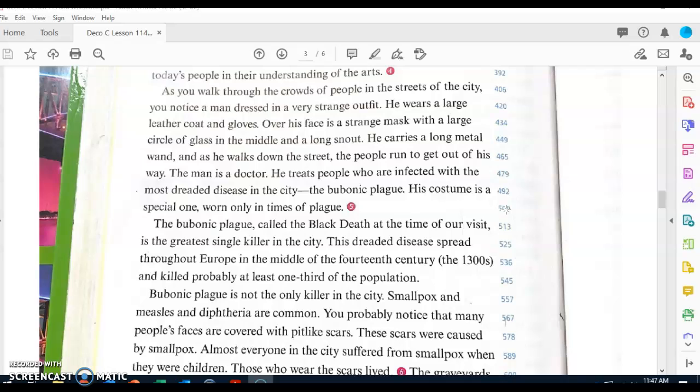The bubonic plague, called the Black Death at the time of our visit, is the greatest single killer in the city. This dreaded disease spread throughout Europe in the middle of the 14th century, the 1300s, and killed probably at least 1/3 of the population.